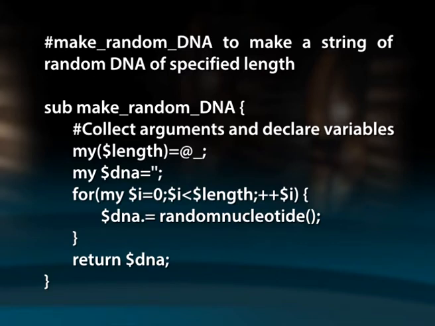Sub make random DNA. Here also we collect arguments and declare variables. My $length equal to @_, my $DNA equals an empty string and a for loop is used for my $i equals 0, $i less than $length, plus plus $i. $DNA is concatenated with random nucleotide. Finally, return $DNA. The next subroutine to consider is random nucleotide to select at random one of the 4 nucleotides.